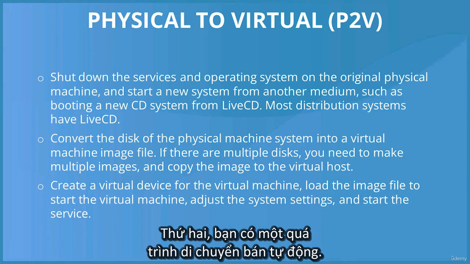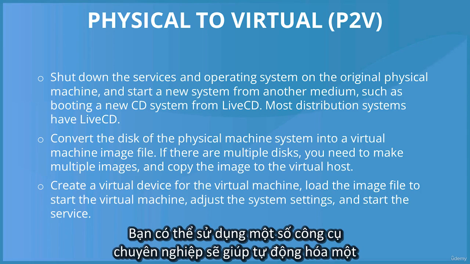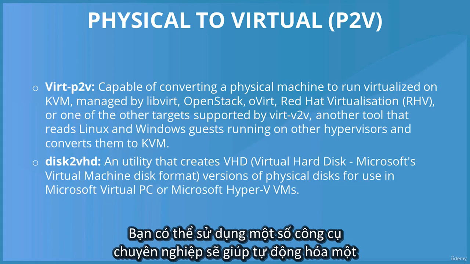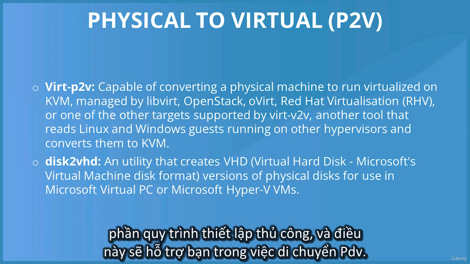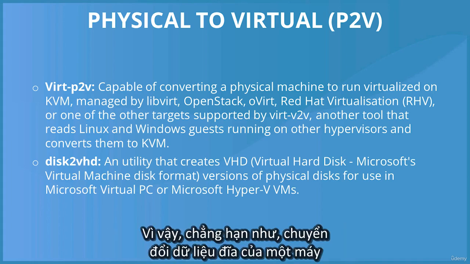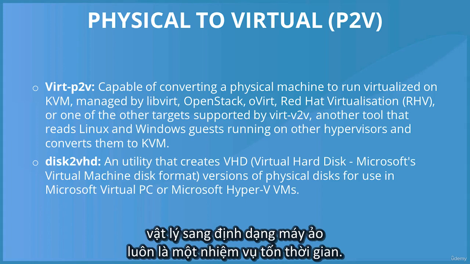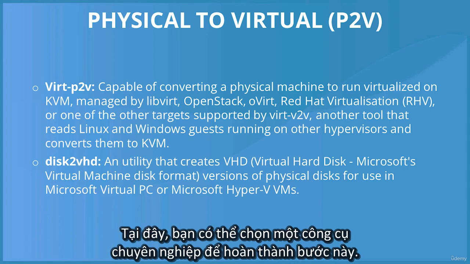Secondly, you've got a semi-automatic migration. You can use some professional tools that will help automate parts of the manual setting process, and this will assist you in P2V migration. So, for example, converting the disk data of a physical machine into a virtual machine format has always been kind of a time-consuming task. Here, you can then choose a professional tool to complete this step.